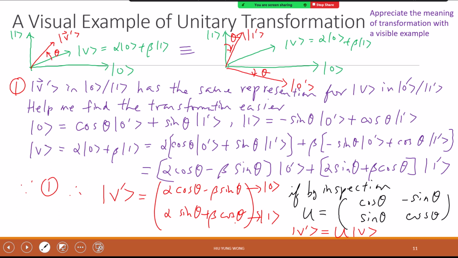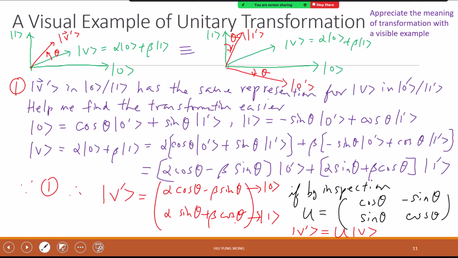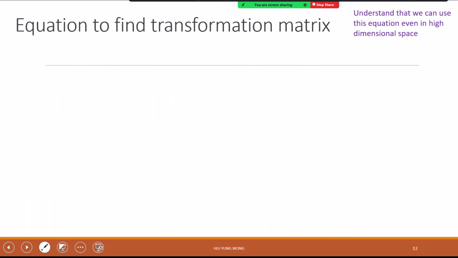Now, I hope you feel this is troublesome. Indeed, this is troublesome, and you cannot do this for something you cannot visualize. This is a 2D plane, so of course we can do it. That's why the most important part for today is this: how do you find the transformation matrix U without going through this process? I will just give you the result.